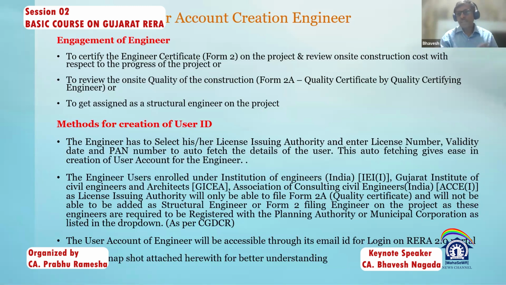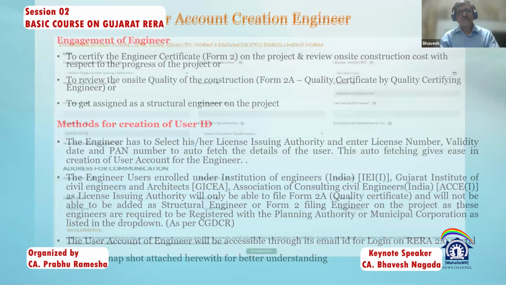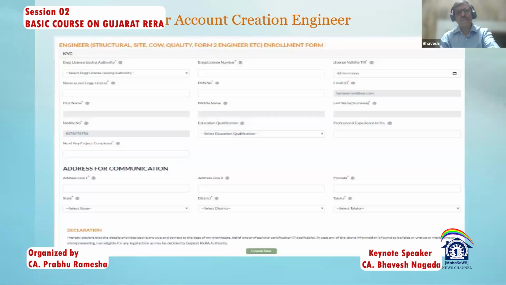Now for the engineer, the login ID will be the email, as with the promoter's login ID. Like a promoter login ID, the engineer login ID will be the email which the engineer has used for the creation of the user ID. Now here is the snapshot of it. You will find the licensing authority which the engineer has given, the license number and all that stuff, whatever is coming out. Accordingly, it can be filled out and the user ID creation is done. Once it is cross-verified by the respective institutes, it will be created, and the information will be sent to his email ID.